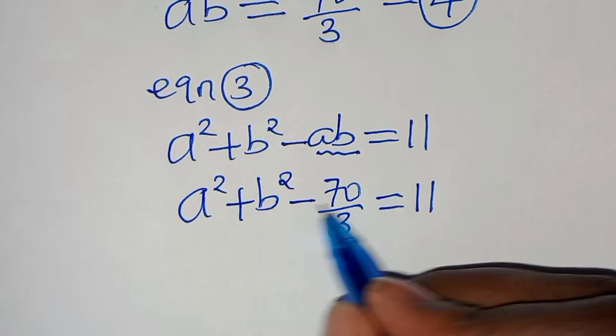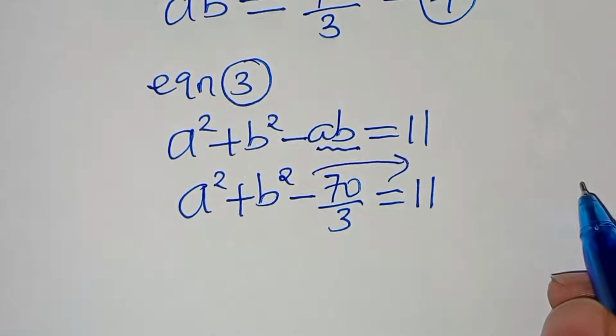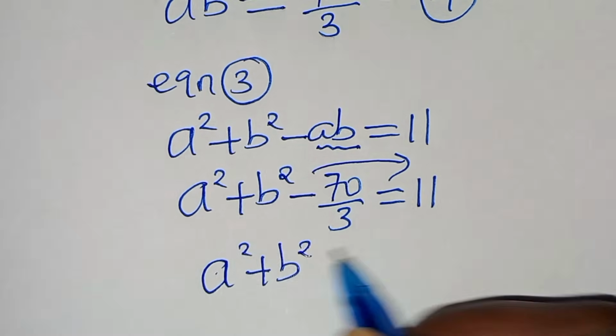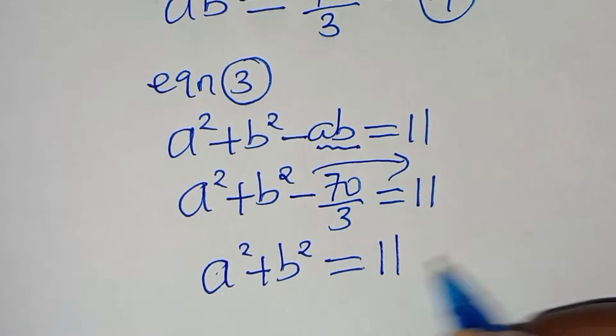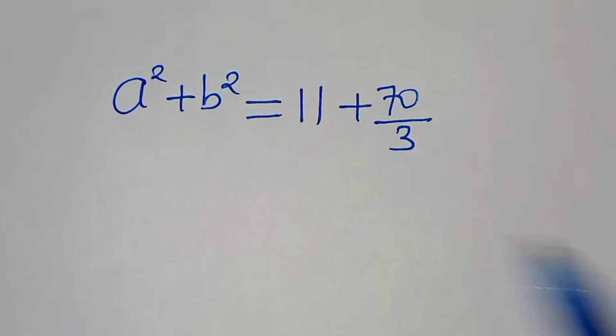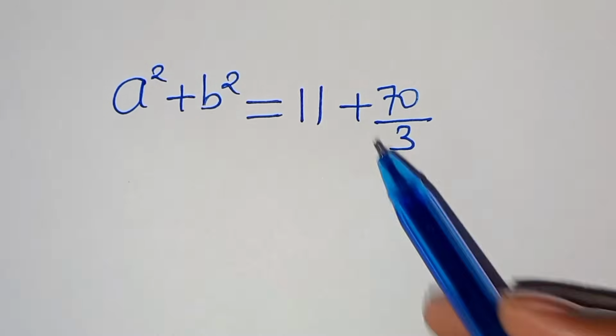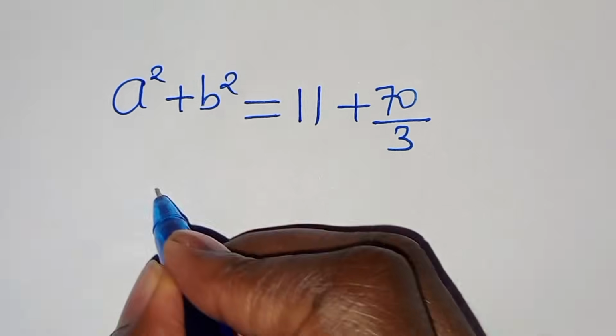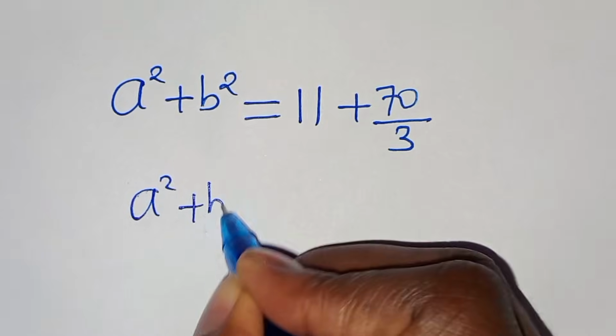Now let's take minus 70 over 3 on the right hand side. And this means we have a squared plus b squared. This is equal to 11 plus 70 over 3. So we have a squared plus b squared equal to 11 plus 70 over 3.